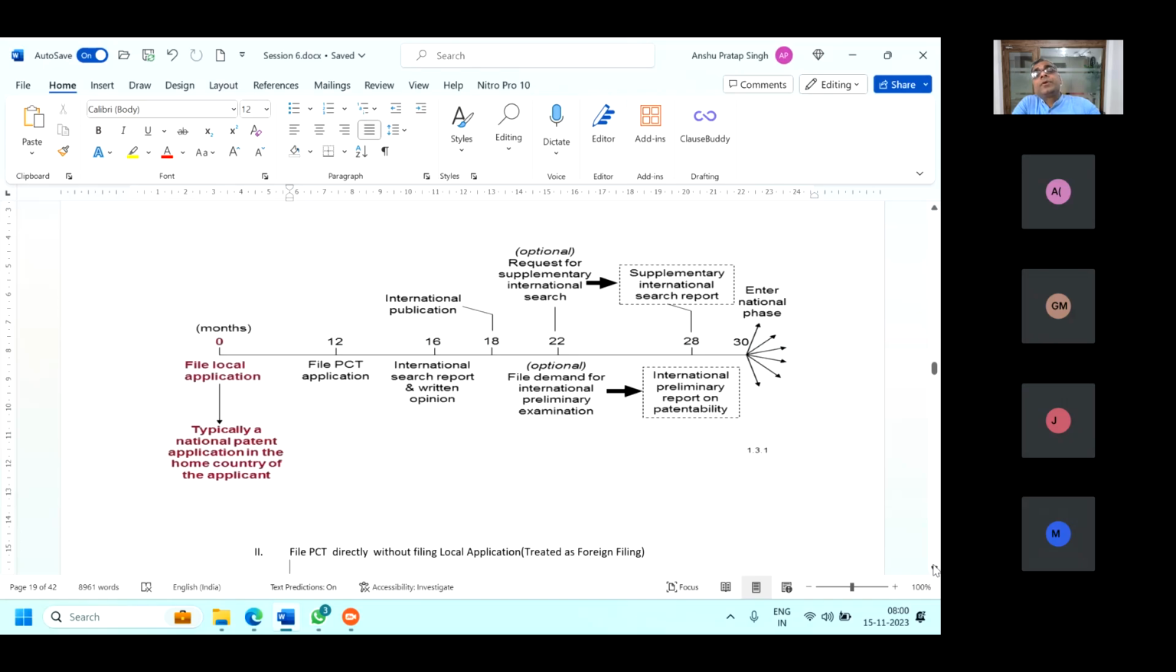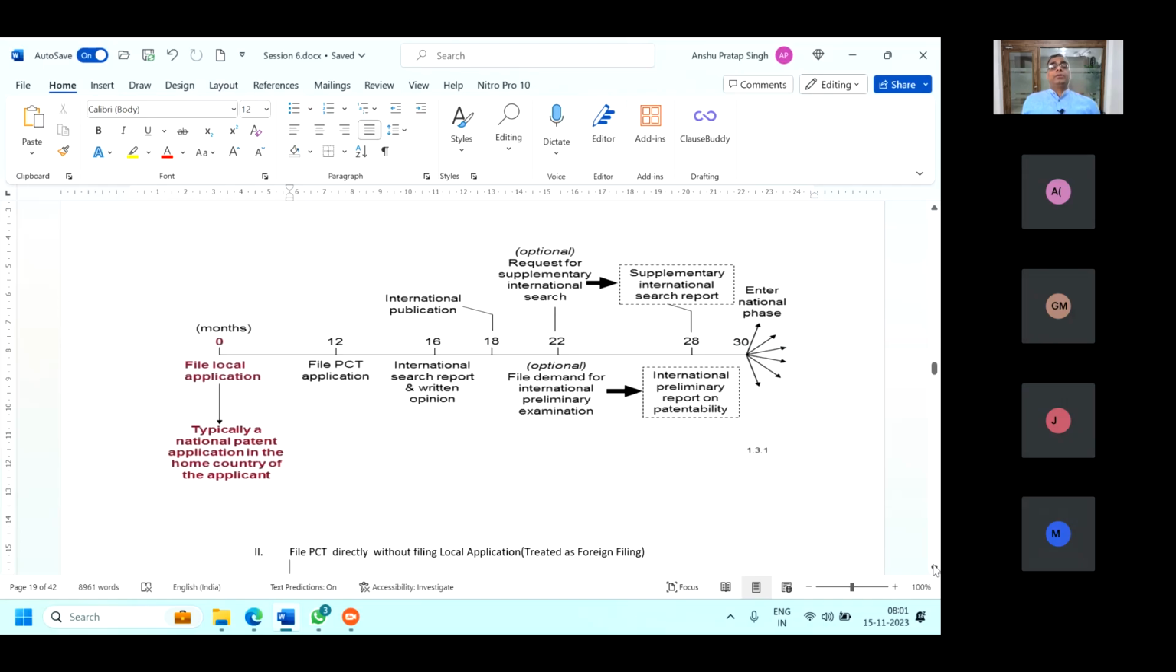Once it is published, there is one search which they conduct and they provide their written opinion. You can always ask for a supplementary international search or also request for international preliminary examination. If you ask for international preliminary examination, this will be a report on the patentability of the invention which you are claiming. However, this is not binding on anyone. The same thing will happen with the supplementary international search report. This international search report is for your benefit. You can understand what prior arts are there, and if you want to amend your international application, you can do that.